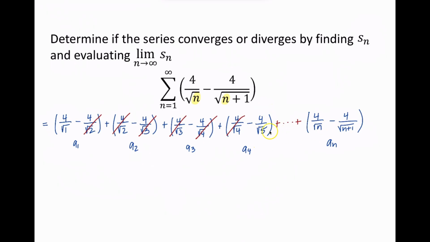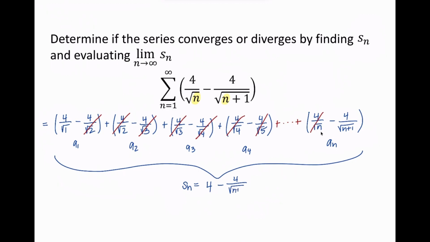And we know that all of these middle pieces, again, are going to collapse and cancel out. So the formula for S sub n, adding all of these terms up, is going to be just that very first part of the first term, 4 over the square root of 1, which is just 4. And then just this last term, minus 4 over the square root of n plus 1. So now this infinite series is equal to the limit as n approaches infinity of this nth partial sum formula, 4 minus 4 over the square root of n plus 1.